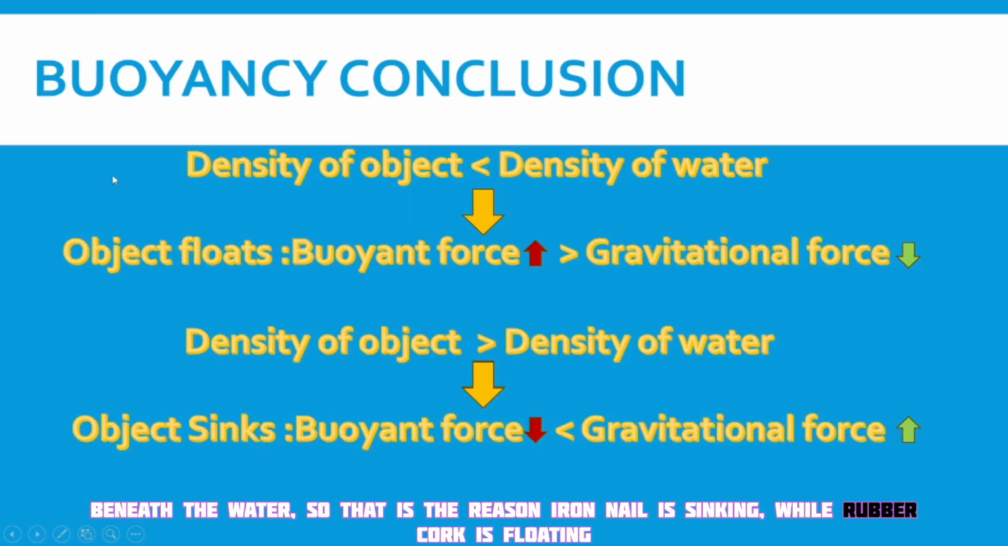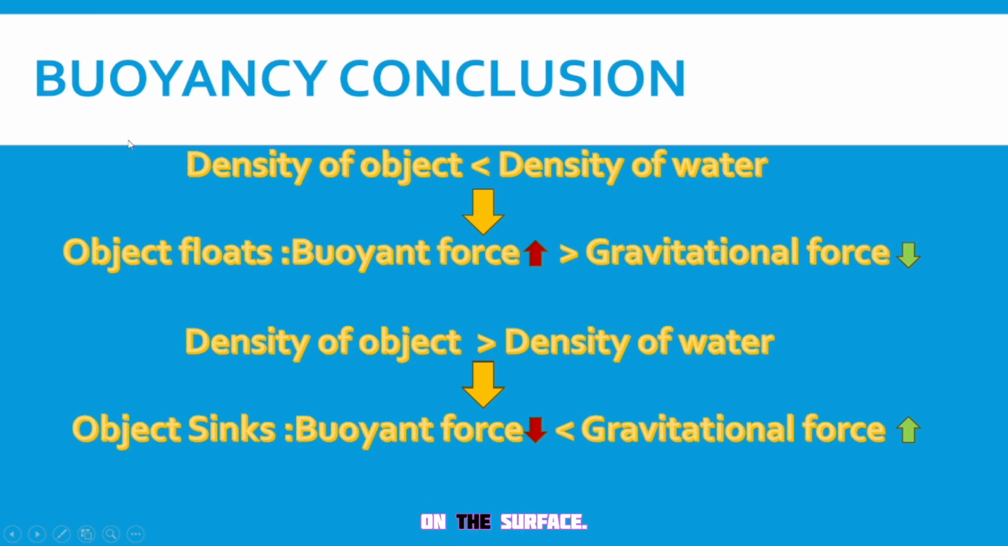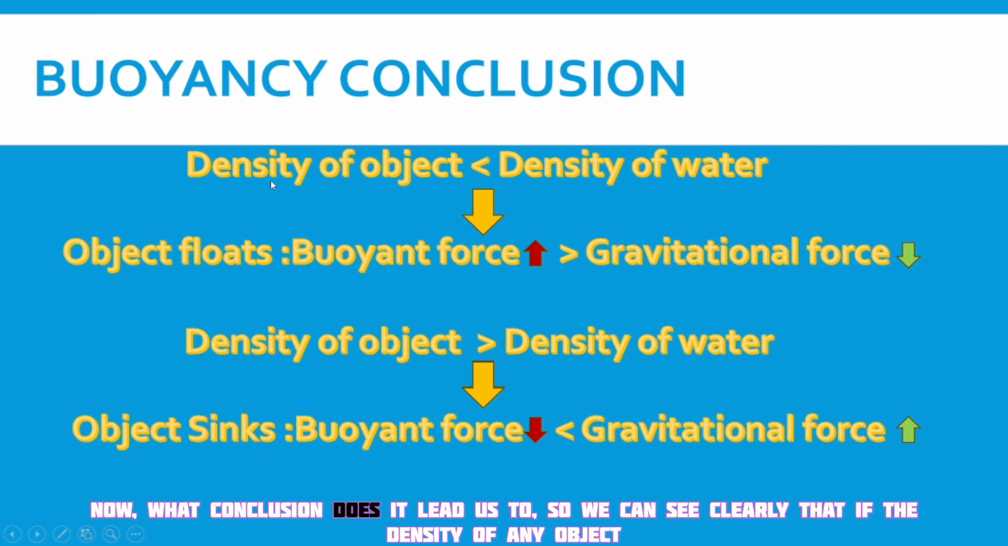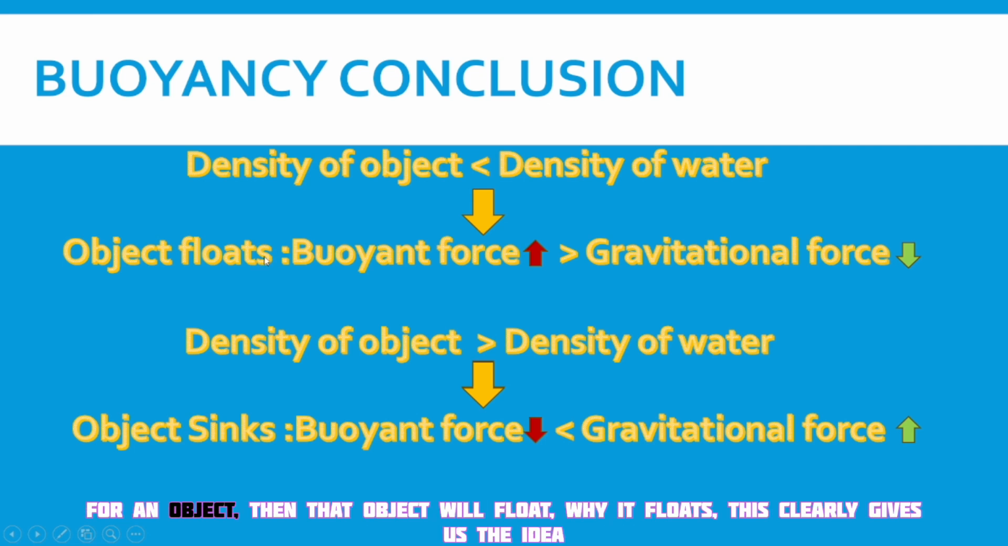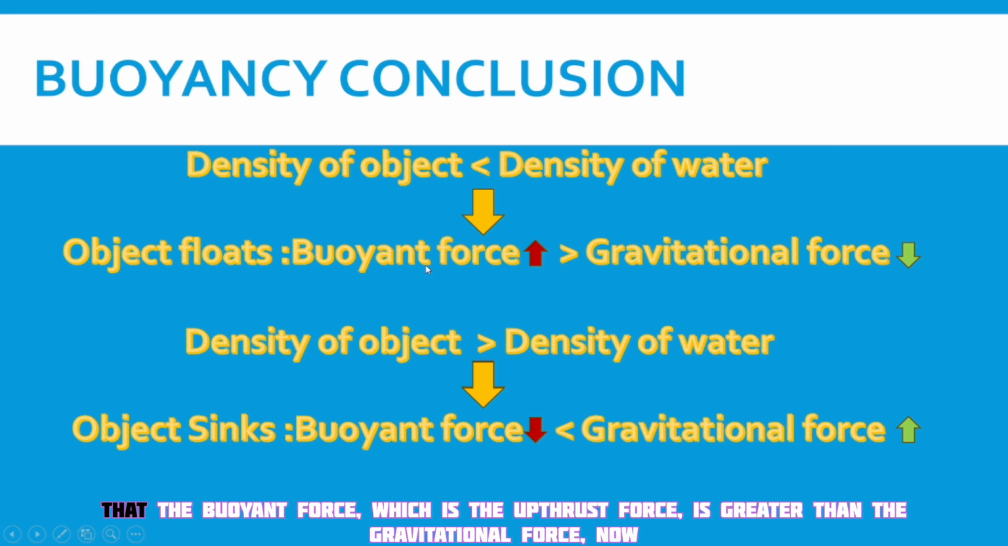Now, what conclusion does it lead us to? We can see clearly that if the density of an object is less than the density of water, then that object will float. Why does it float? This clearly gives us the idea that the buoyant force, that is the upthrust force, is winning over the gravitational force. Now let's think opposite to it.